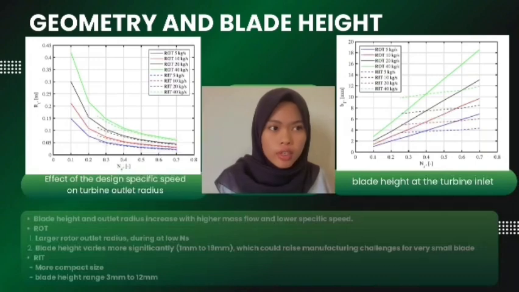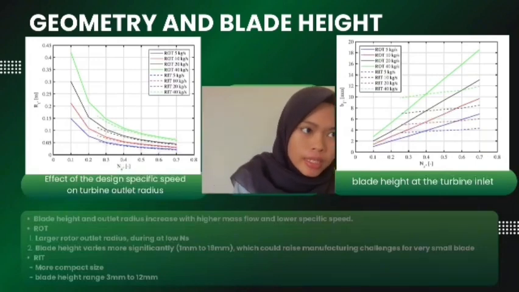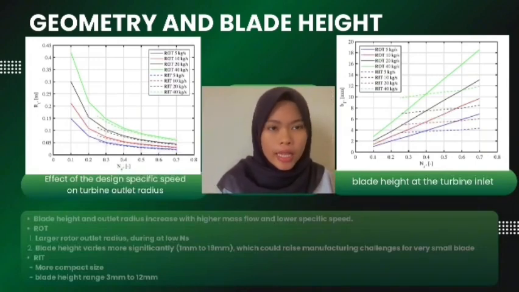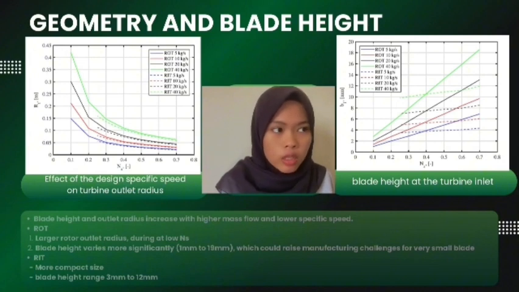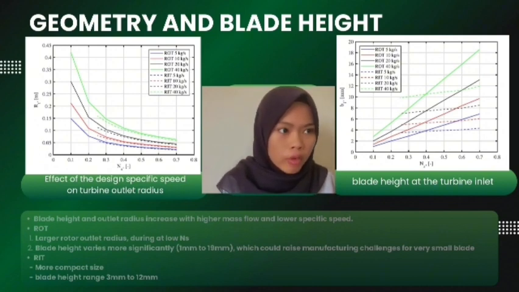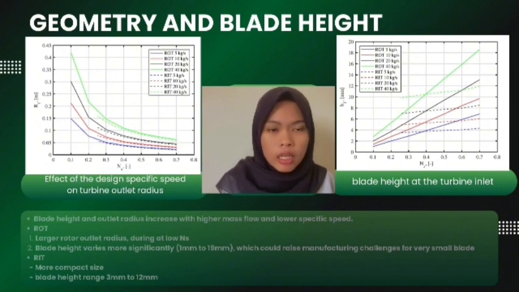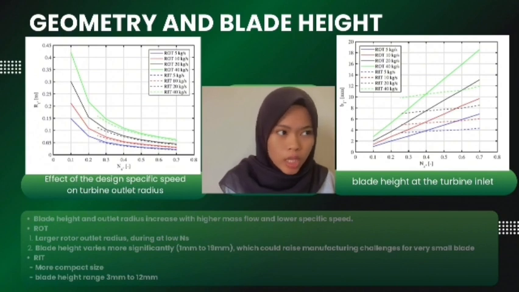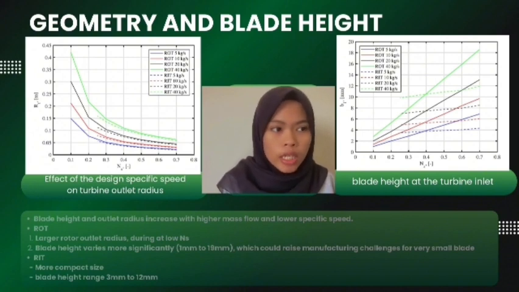The third graph is geometry and blade design. Blade height and outlet radius increase with greater mass flow and smaller specific velocity. Radial outflow turbine blade can vary in height significantly by as much as 19 mm, which can create more difficult manufacturing issue, especially when blade height are small. Radial inflow turbine blade, on the other hand, have a smaller amount of radial space.